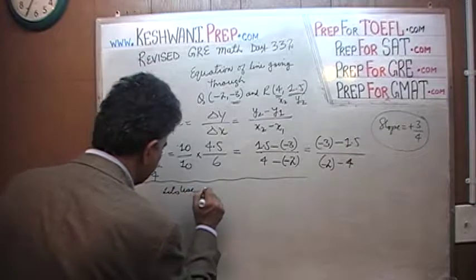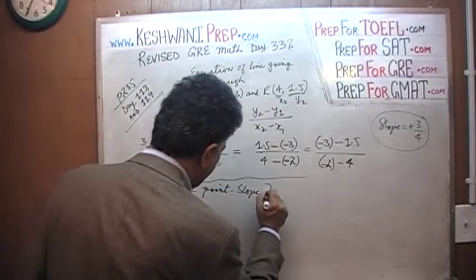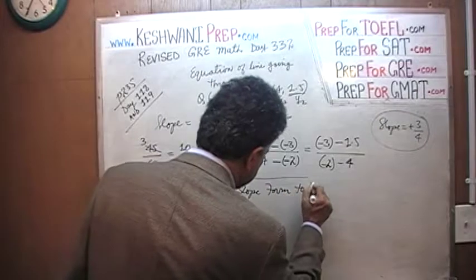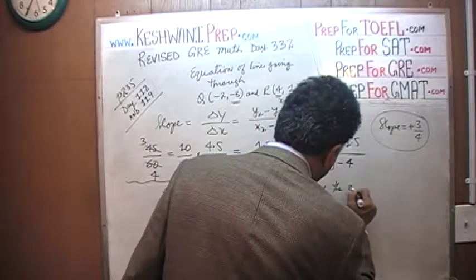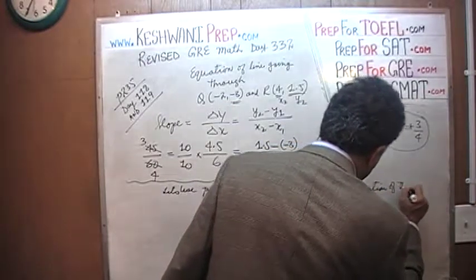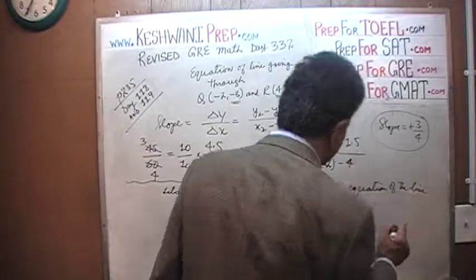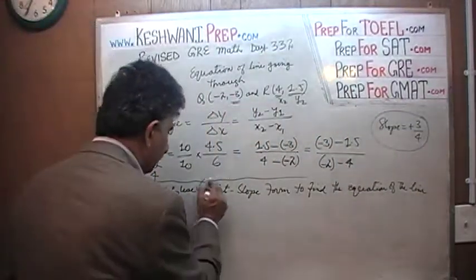Let's use point slope form to find the equation of the line. The point slope form is so called because we're going to use one of the points.